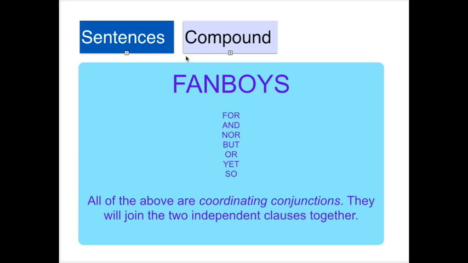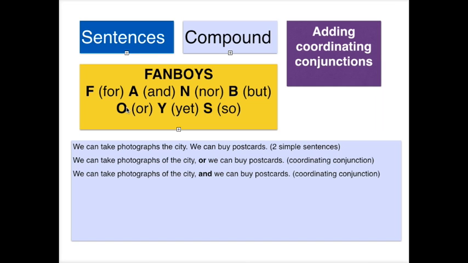So to make a compound sentence, you have to remember that you're including one of these words, fanboys. So for, and, nor, but, or, yet, so. When you're making a compound sentence, you're adding one of the coordinating conjunctions, which is one of these, for, and, nor, but, or, yet, so.